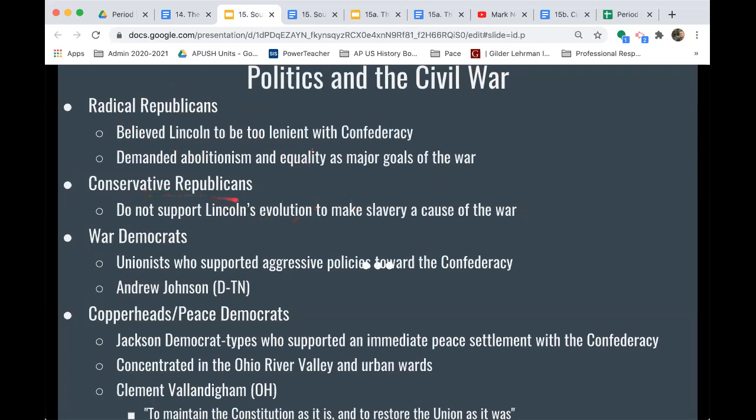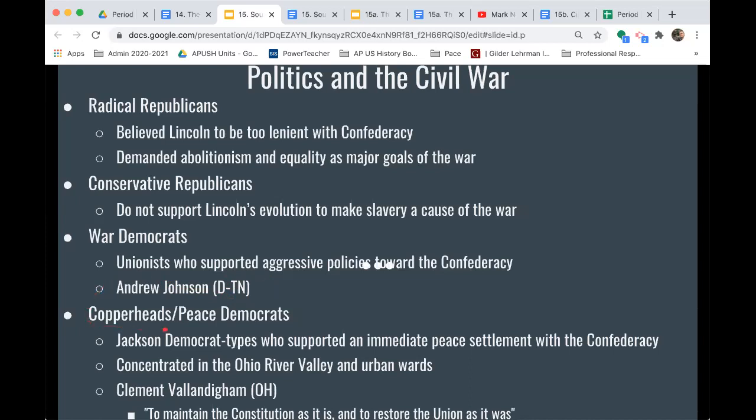The more conservative Republicans are in favor of not letting slavery expand, but they don't support Lincoln's evolution throughout the war to make slavery a real cause, a real focus of the war. On the other side of the aisle, we have the Democrats. The war Democrats are not in favor of abolishing slavery, but they are in favor of fighting the war against the Confederacy to make sure that secession never happens again. Chief amongst them is Andrew Johnson, Lincoln's vice president, a Democrat from Tennessee, one of the few Southern politicians who does not actually leave the Union.